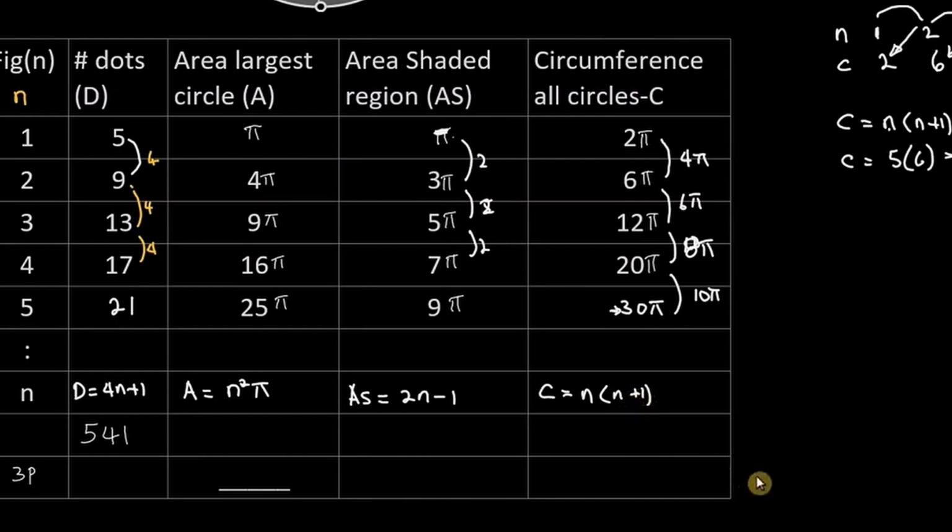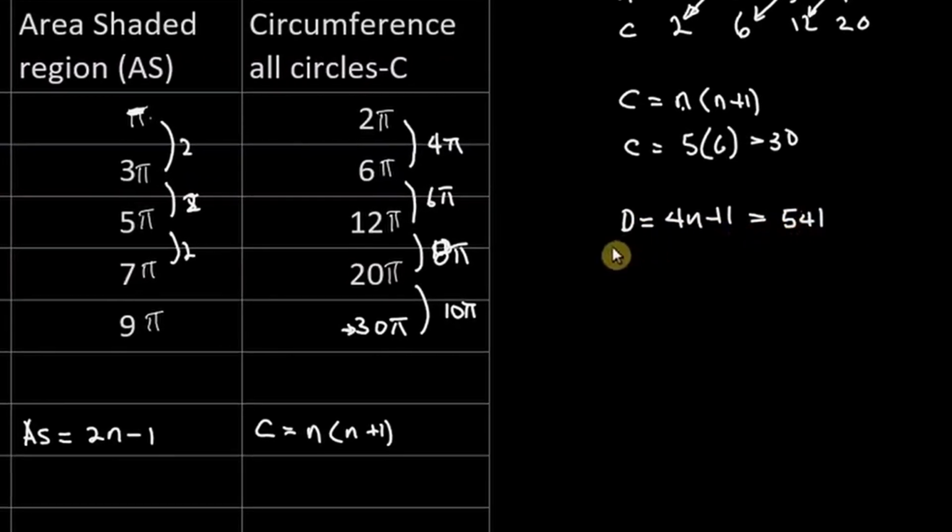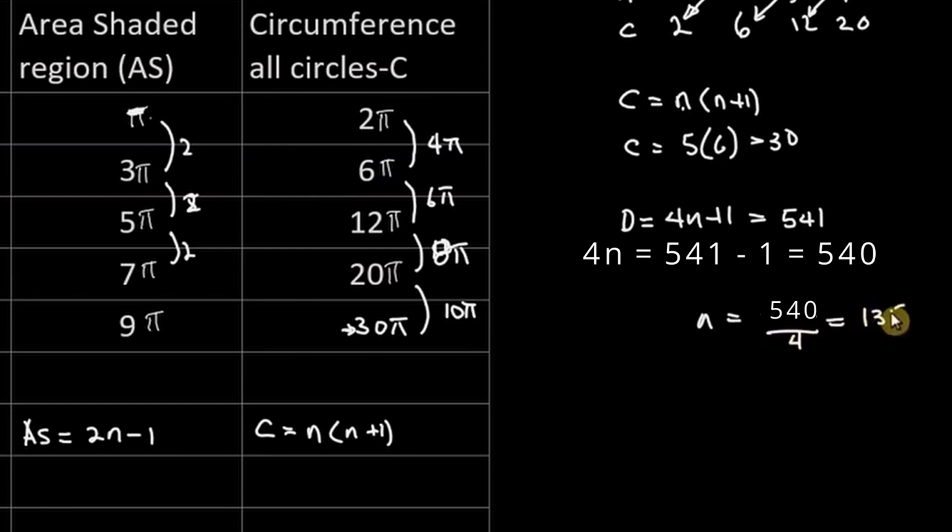So now that we have the pattern or the equation for all the columns, we can fill in the table quite easily. So when D is equal to 541, we can write the equation D is equal to 4n plus 1. So if that is equal to 541, and we have this equation, we can write that 4n is equal to 541 minus 1, which is 540. Therefore, n is equal to 540 over 4, that is equal to 135. So n is equal to 135.